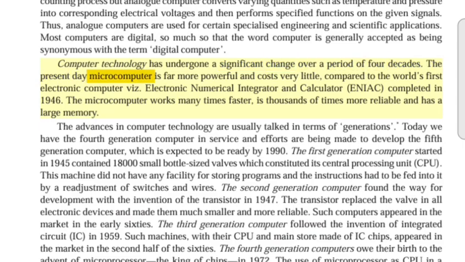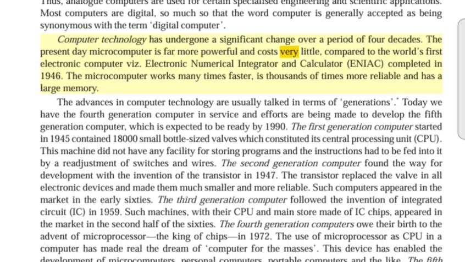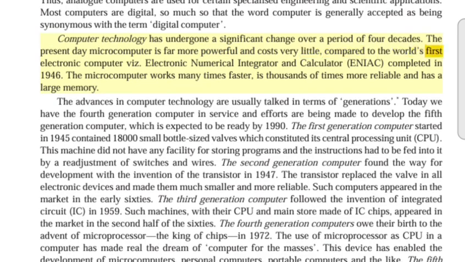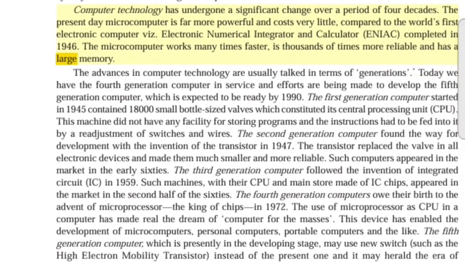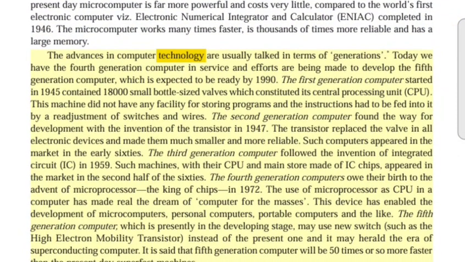Computer technology has undergone a significant change over a period of 4 decades. The present-day microcomputer is far more powerful and costs very little, compared to the world's first electronic computer, viz. Electronic Numerical Integrator and Calculator, ENIAC, completed in 1946. The microcomputer works many times faster, is thousands of times more reliable and has a large memory. The advances in computer technology are usually talked about in terms of generations. Today we have the 4th generation computer in service and efforts are being made to develop the 5th generation computer, which is expected to be ready by 1990.